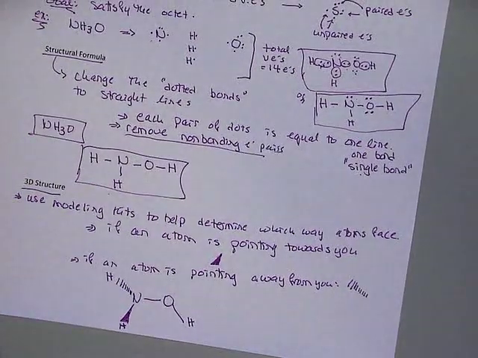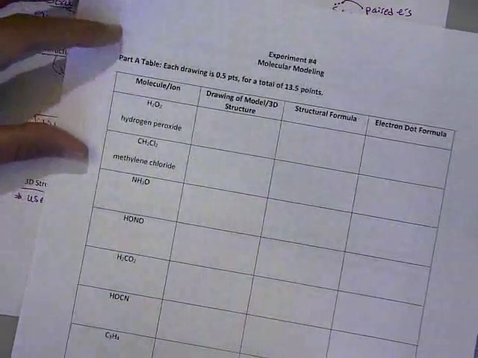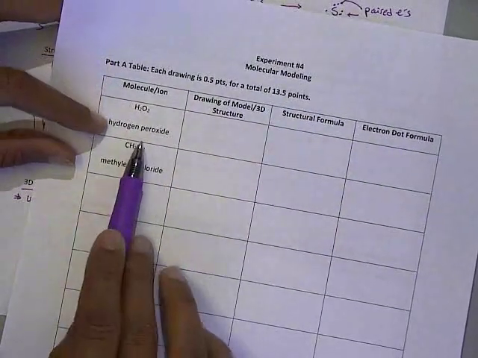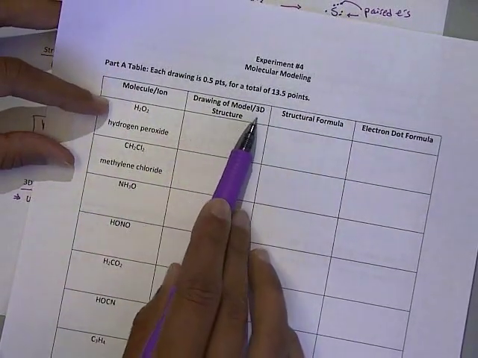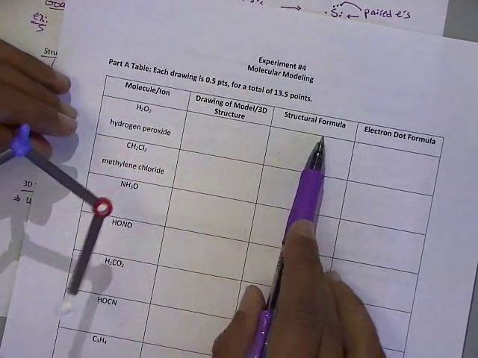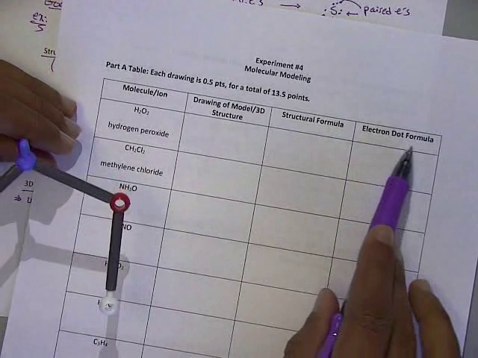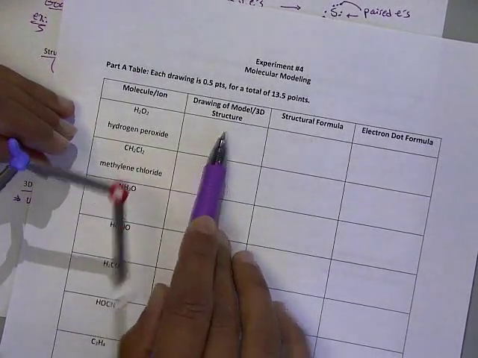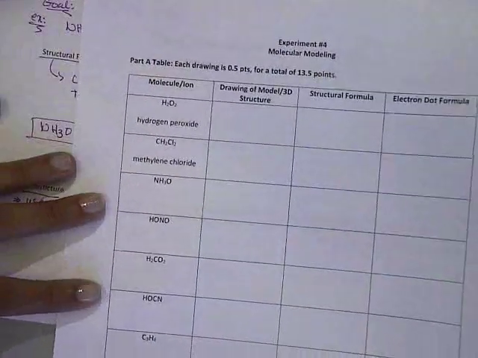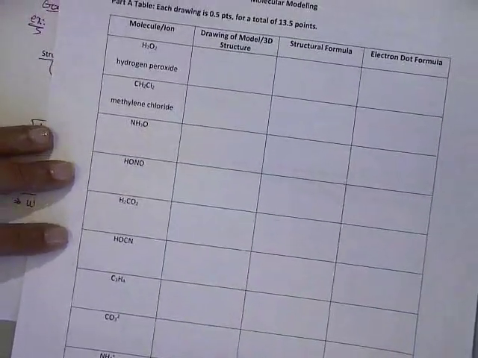Note that for part A, we're going to provide you with a worksheet to draw these out. You can do them in any order that you like. So for hydrogen peroxide, if you find it easier, build your 3D model first, then draw your structural formula, then electron dot formula, or you can start with the electron dot structural formula, then the 3D model. Do it in whatever order makes the most sense for you. We have all of part A on this worksheet, which will have plenty of copies for you in lab.